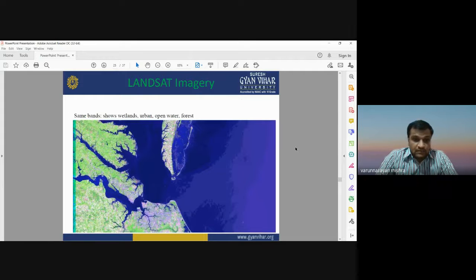This is another example. This is an image which was captured by the Landsat 7 ETM plus sensor, and you can have different earth surface features. You can identify wetlands, urban area, open water, and forest using this satellite image.